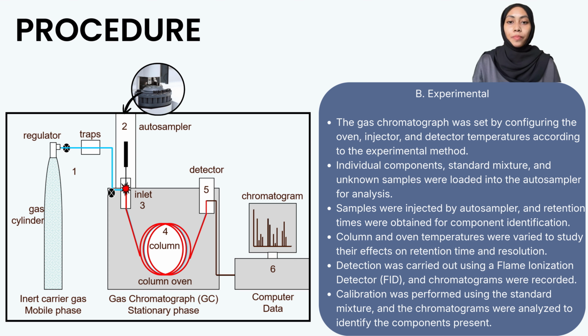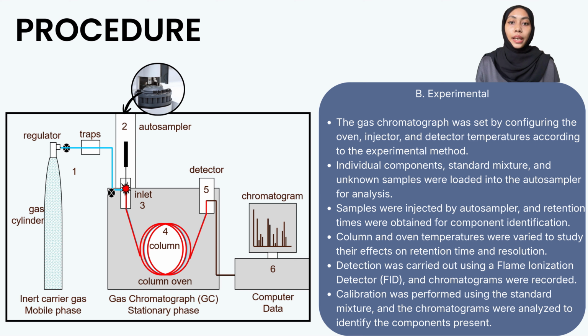B, experimental. The gas chromatograph was set up by configuring the oven, injector, and detector temperatures according to the experimental method to ensure stable and reliable operating conditions. Individual components, the standard mixture, and the unknown samples were loaded into the autosampler, allowing consistent and automated injection throughout the analysis. The samples were injected automatically by the autosampler, and the retention times obtained from the chromatograms were used for the identification of each component.